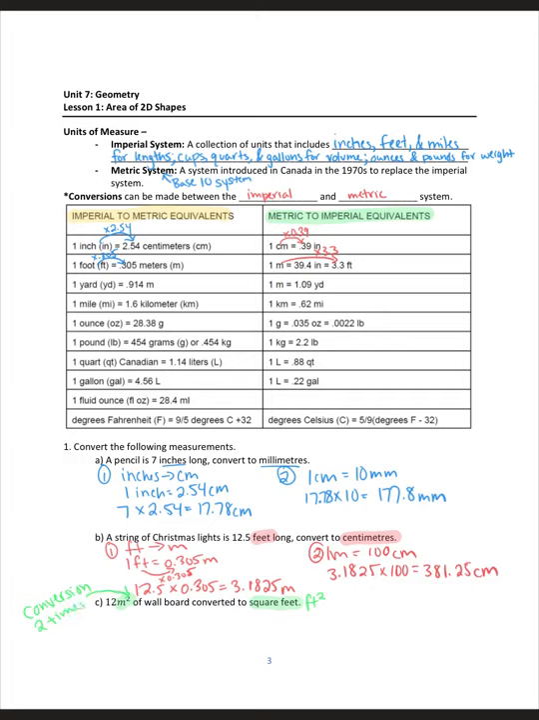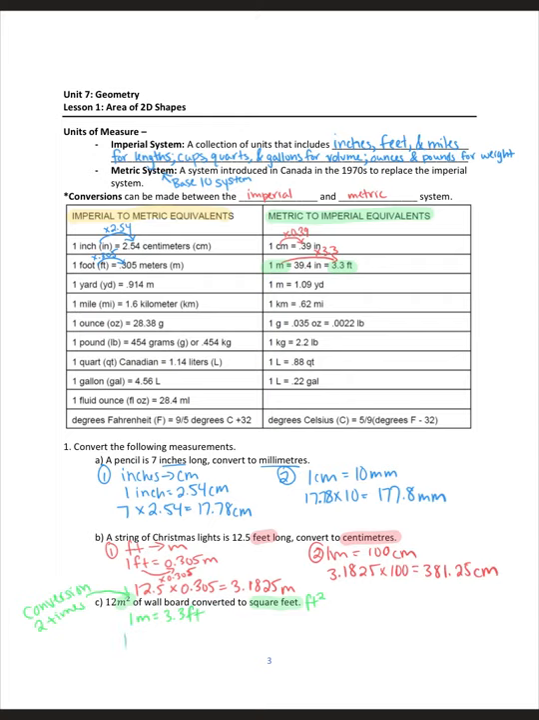So what I mean by that is, in this case, we need to go from meters to feet, right? So 1 meter equals 3.3 feet. If we look at our metric to imperial conversion, we can see that 1 meter equals 3.3 feet. All right, so we're going to multiply by 3.3.